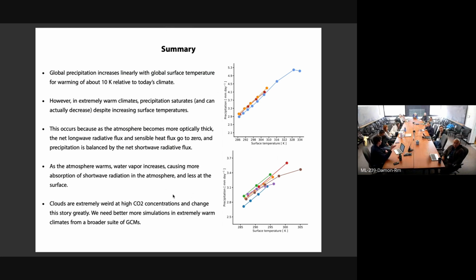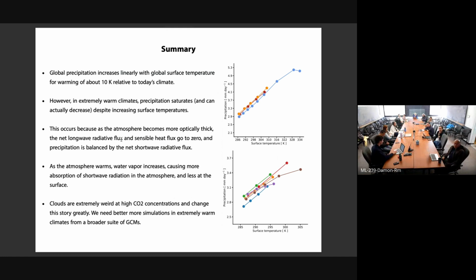But generally what we found is that global precipitation increases linearly with surface temperature for about 10 degrees relative to today's climate. In extremely warm climates, it can saturate and begin to decrease. And that's what we saw in the CAM4 simulations. This is because the atmosphere becomes optically thick, the net radiative flux is radiating energy down at the same rate it's being radiated back from the surface.